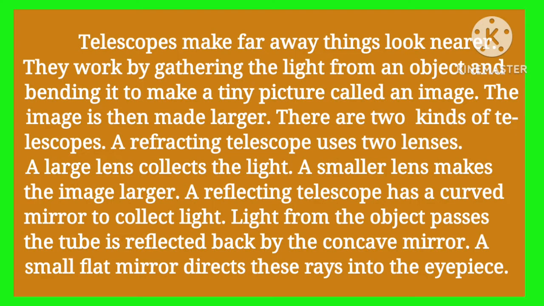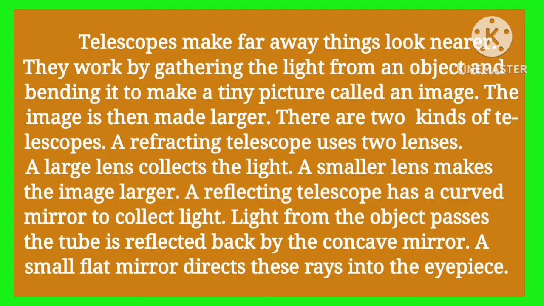Telescopes make faraway things look nearer. They work by gathering the light from an object and bending it to make a tiny picture called an image. The image is then made larger. There are two kinds of telescopes. A refracting telescope uses two lenses. A large lens collects the light. A smaller lens makes the image larger.